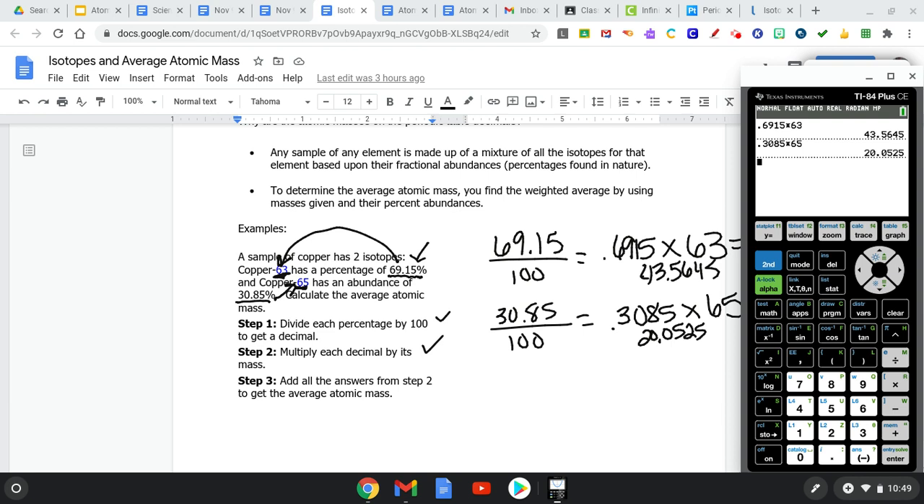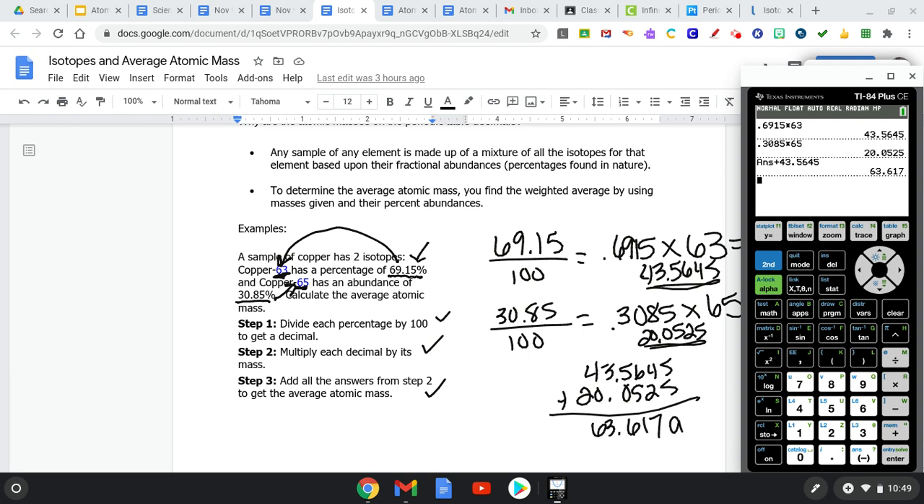And then your third step is you're going to add your answers together. So I'm going to take this plus this. So when I added these together, I took 43.5645 plus 20.0525, and my answer is 63.617 AMU. That's my unit, atomic mass units.